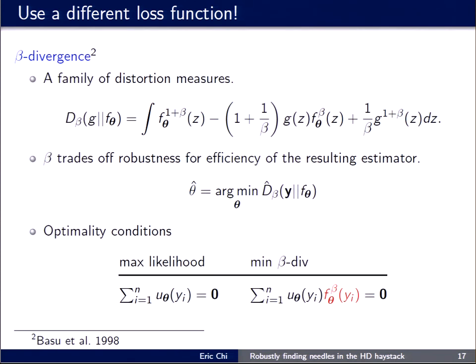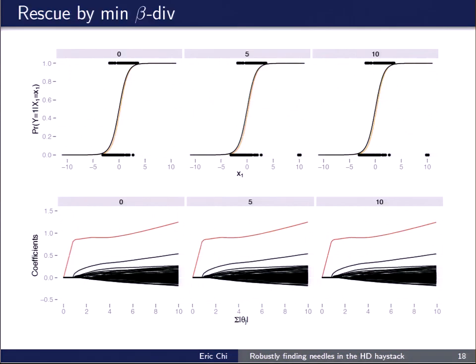And again, all I wanted to point out here is that you can also write down the optimality conditions in this situation. The only difference between these two is that you have this extra term here, and this downweights the influence of some observations. So if you swap out your loss function like so, you can see that you add these contaminants, but now you have regularization paths that aren't influenced.